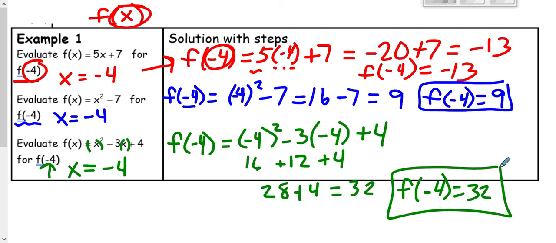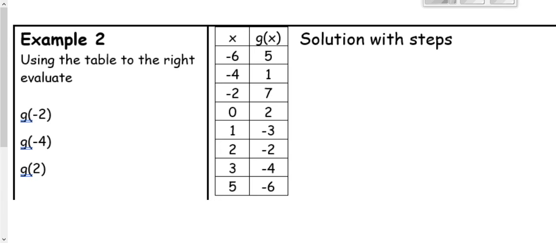Okay? It's just simply plugging in the values and simplifying the function. A lot of this is calculator work, actually. Let's look at using a table. Now you can see here, this is a function g of x. Okay? So these values here are your input values, and this is your output.